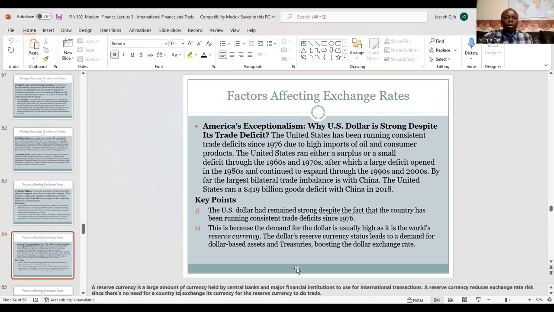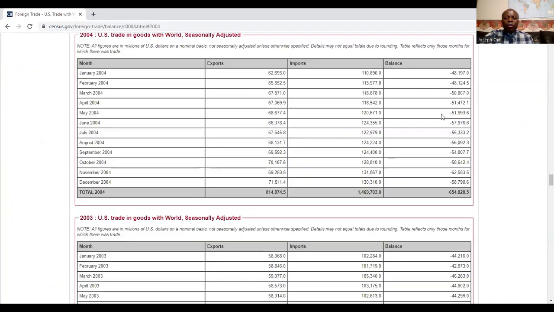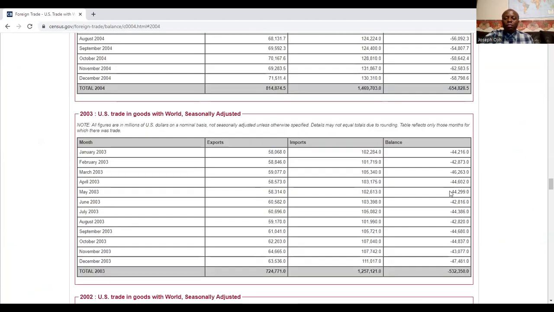I'm going to show you some information I have. This is the current one, though. You can see the US trade in goods with the world, seasonally adjusted. You can see the trade balance they have. So all deficits. Even 1976 that I mentioned, I don't know if they have 1976 here, but even when you look at 2014, you can see that they are all deficits. Sorry, 2004, 2000, they're all deficits. They have been running deficits all these years, yet the US dollar is strong. Why?